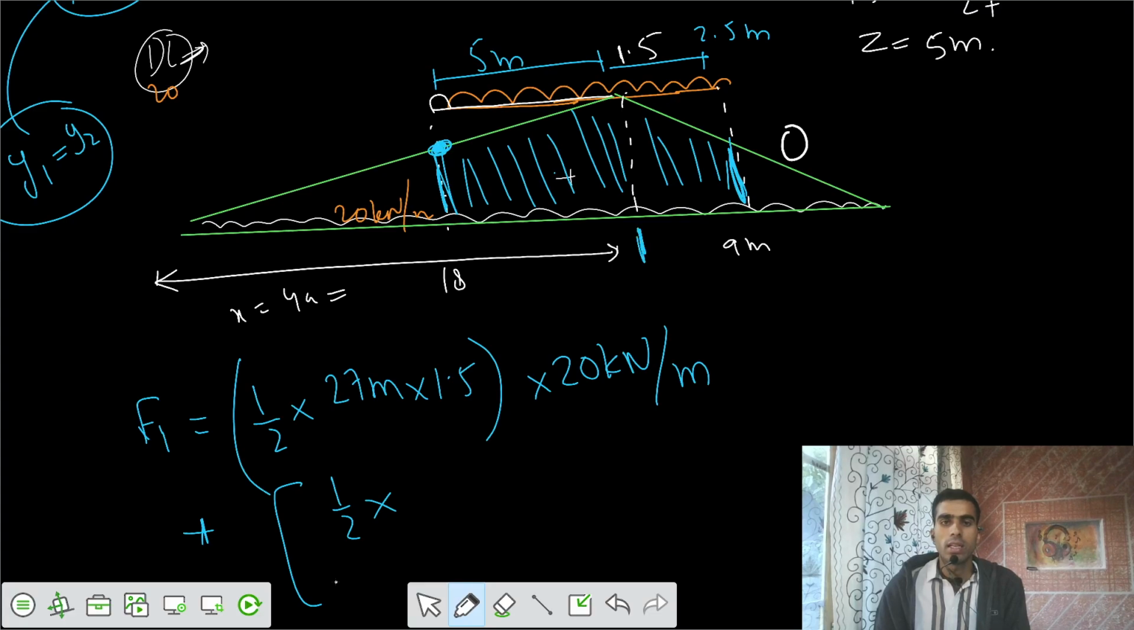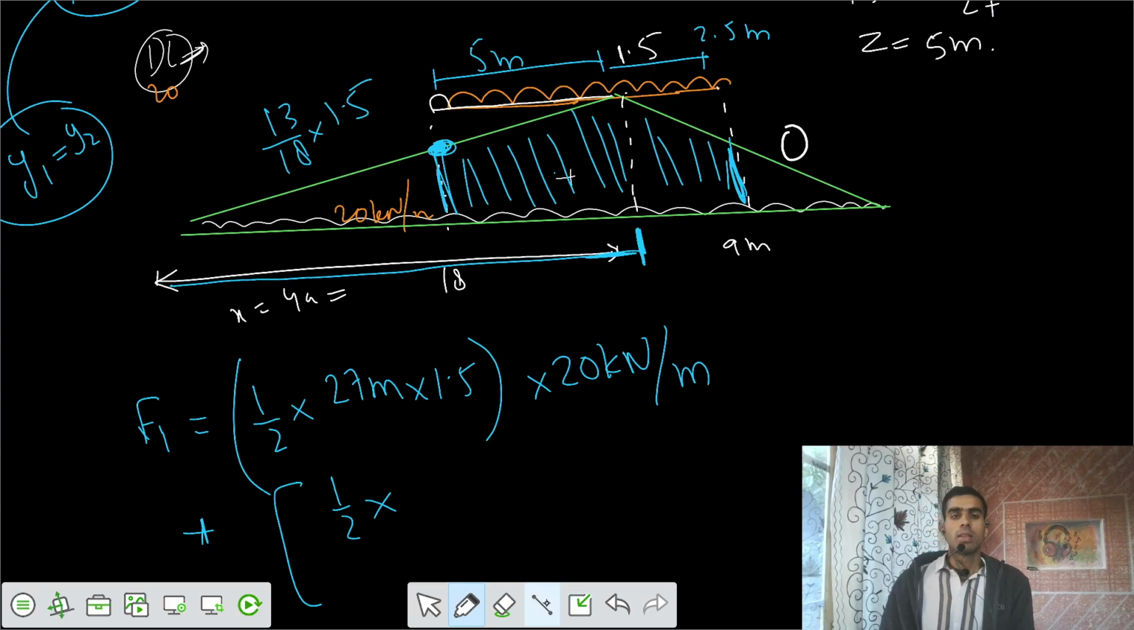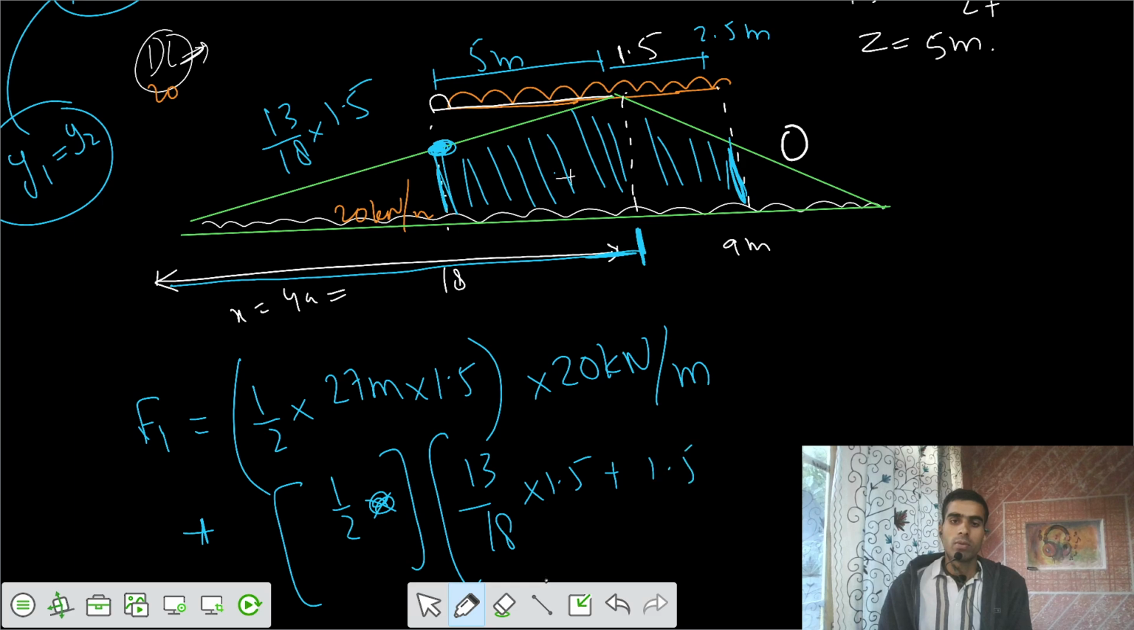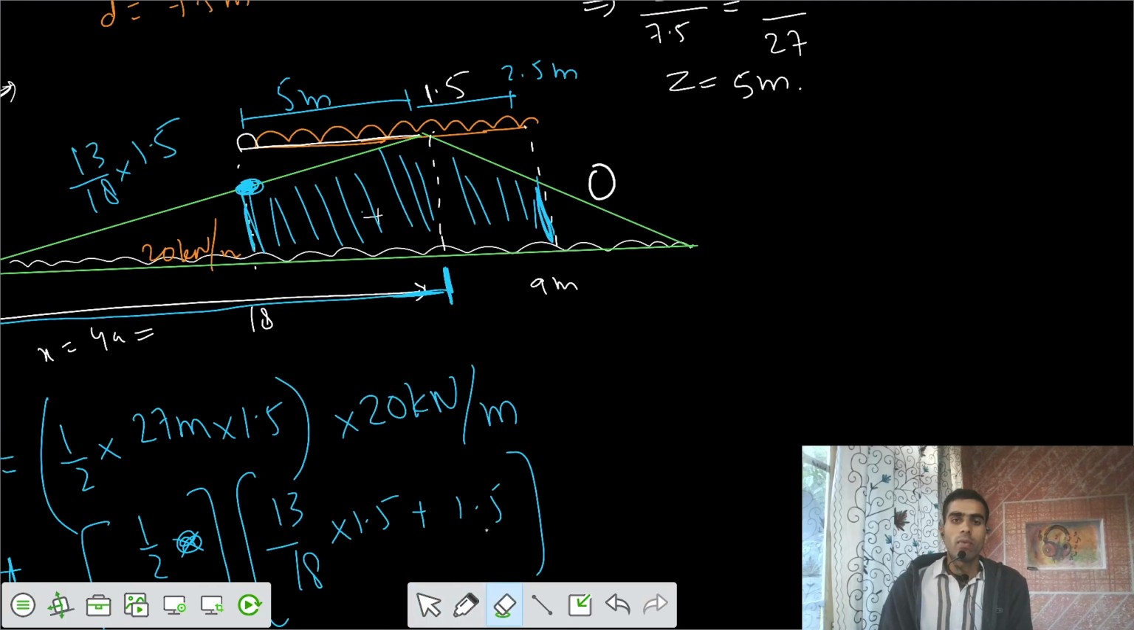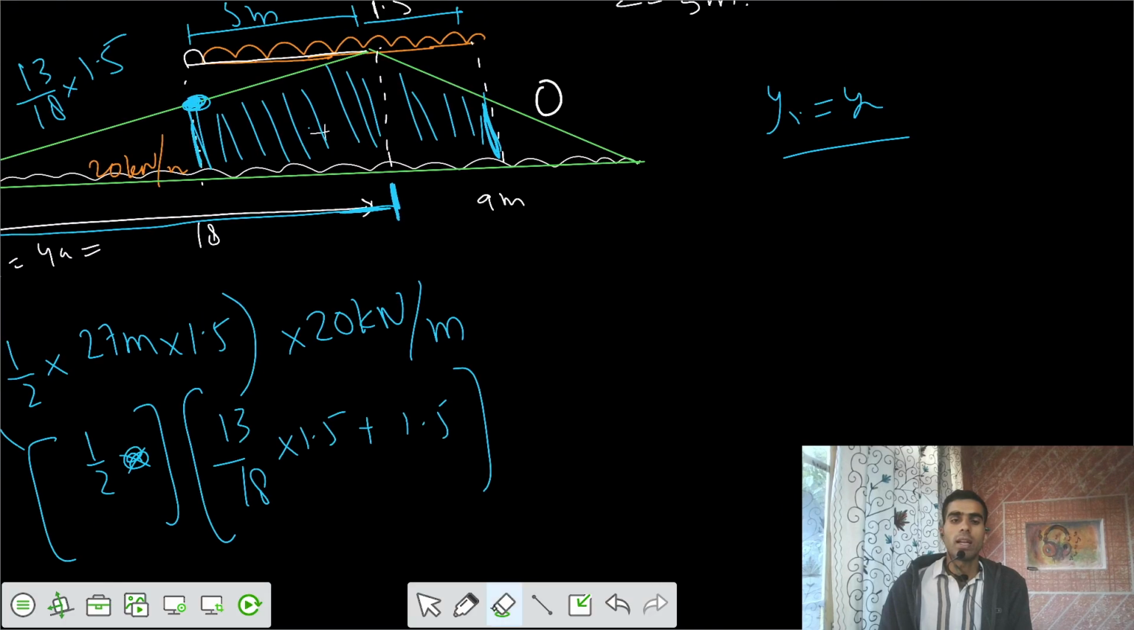If this is total 18, and you have to subtract 5, so this ordinate would be 13 by 18 into the peak ordinate 1.5, yc, 13 by 18 of yc. So I would say 1 by 2 sum of parallel sides, that is 13 by 18 into 1.5 plus 1.5 ordinate. Then, because by the symmetry y1 equals yc, y1 equals y2, we can directly write it in a final way for the length of 7.5.